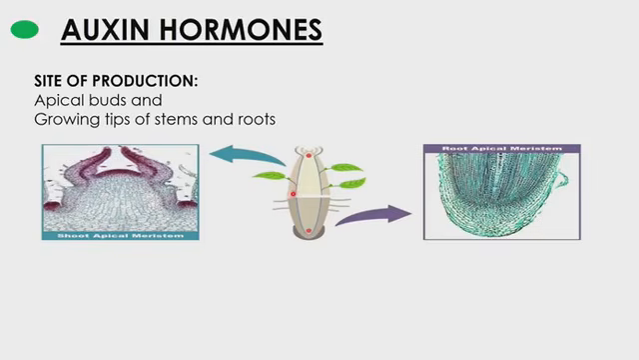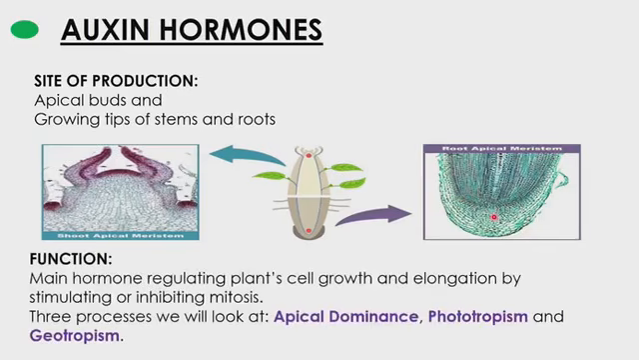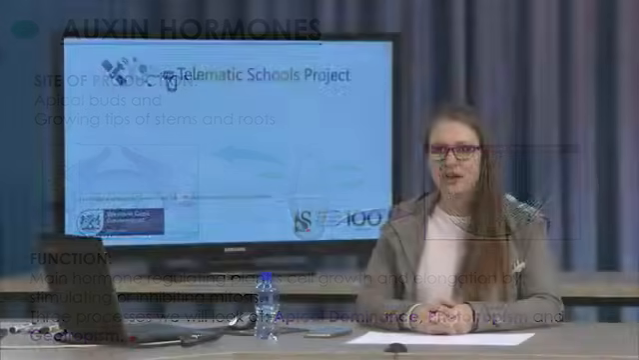In this image here, we've got our apical bud, which is right at the top of a plant, and this grayish section here at the bottom represents the root. The two images on the side show the tip of a shoot, and the tip right at the bottom of a root, which would be the site of auxin production. Right. So when it comes to the functions, as I've already mentioned, we have apical dominance, phototropism, and geotropism being the three main units that we will be discussing during our lesson today.